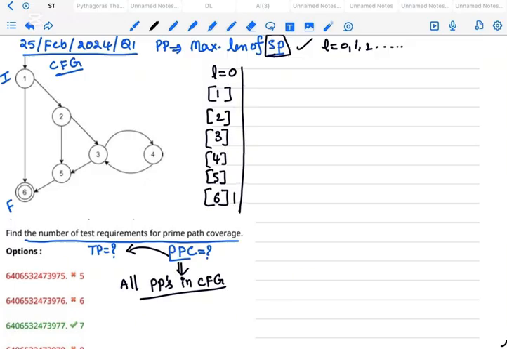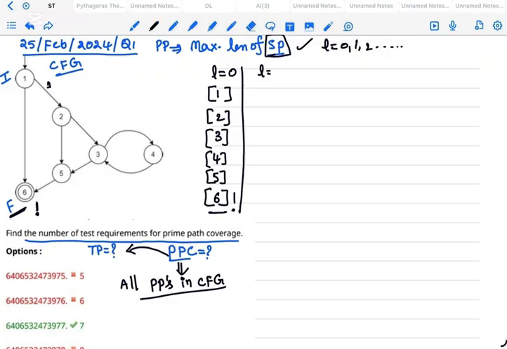Node 6 is a terminal node, so it ends with an exclamation mark. The exclamation mark means it cannot be extended. The path that ends with the terminal node 6 is represented with this exclamation mark.